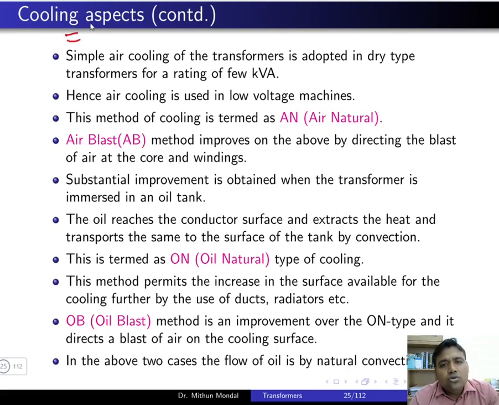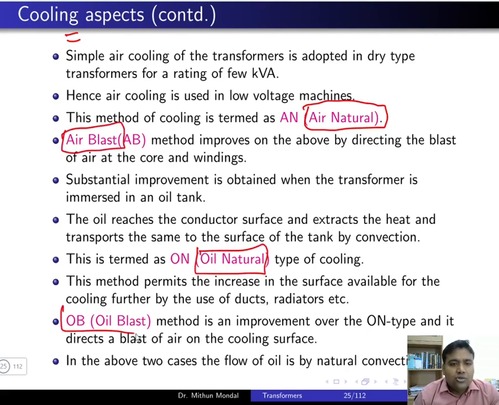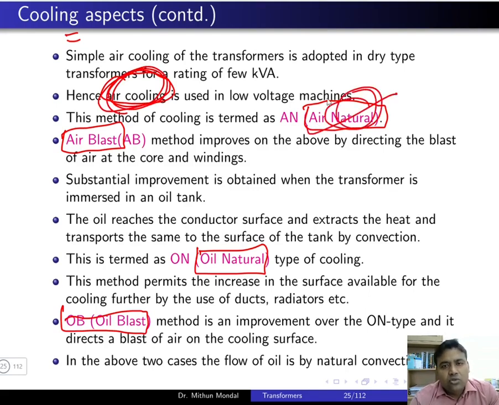In order to cool the transformer, different methods are used. Some of the methods are air natural, which is known as AN, air blast, oil natural, oil blast. These are the different types of cooling. If you are providing air only without flowing through the winding, then it is known as air natural. The air blast is air flowing through the winding to cool the transformer, similarly to a fan.